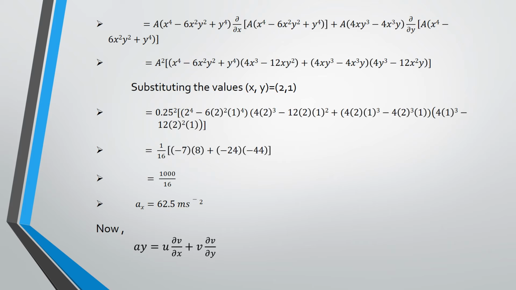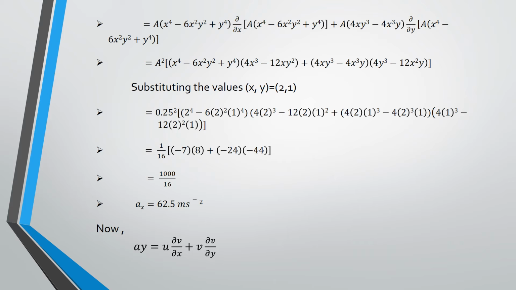Now substitute the values of x, y equals 2, 1 in the above equation. We get 1 by 16 into minus 7 into 8 plus minus 24 into minus 44. Finally, it shows ax equals 1000 by 16, which is equal to 62.5 meter per second square.